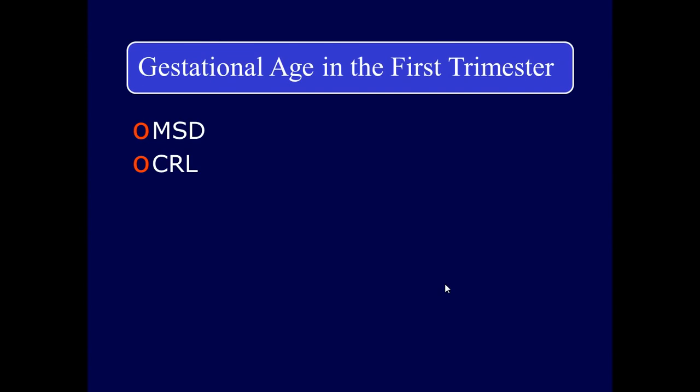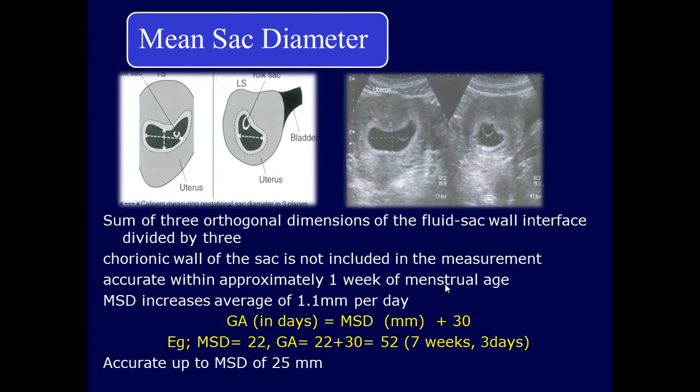In the first trimester, we use mean sac diameter and crown rump length to estimate gestational age. In the absence of a detectable embryo, gestational age might be determined by measuring the mean diameter of the gestational sac, known as mean sac diameter. Mean sac diameter is measured using the sum of three orthogonal dimensions of the fluid divided by 3. Longitudinally, two dimensions are measured, length and depth, and width is measured on a transversely oriented image. The chorionic wall of the sac is not included in the measurement.